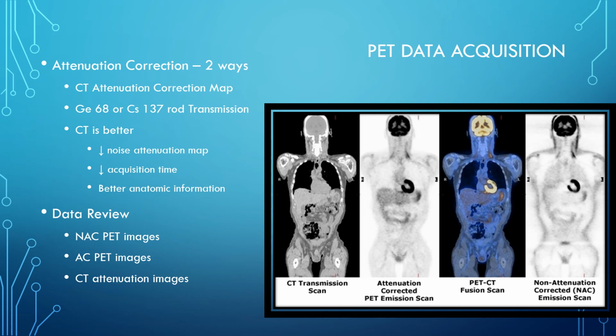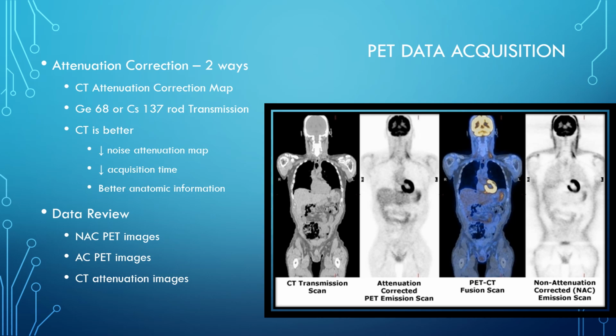This is the PET data acquisition. The attenuation correction can happen in 2 ways. First, there can be a CT attenuation correction map, or you can use a germanium-68 or cesium rod transmission source. Very, very rarely will you see a standalone PET scanner that's not attached to a CT scanner. If it's a standalone PET, then it needs to use the germanium-68 or the cesium-137 rods for attenuation correction, but CT is better.